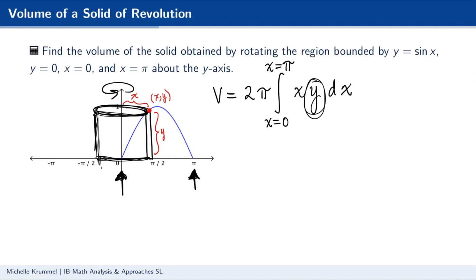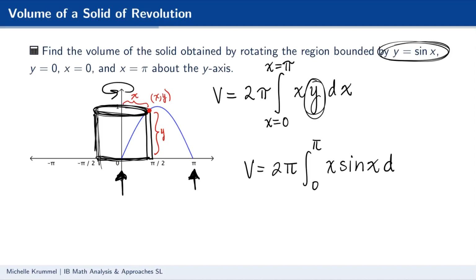Well, what does y equal? We know what y equals. y equals the sine of x. So instead of writing a y, we're going to write the sine of x. So volume equals 2 times pi times the integral from 0 to pi of x sine x dx. And that is my setup. If I calculate this integral now, I will have my answer.